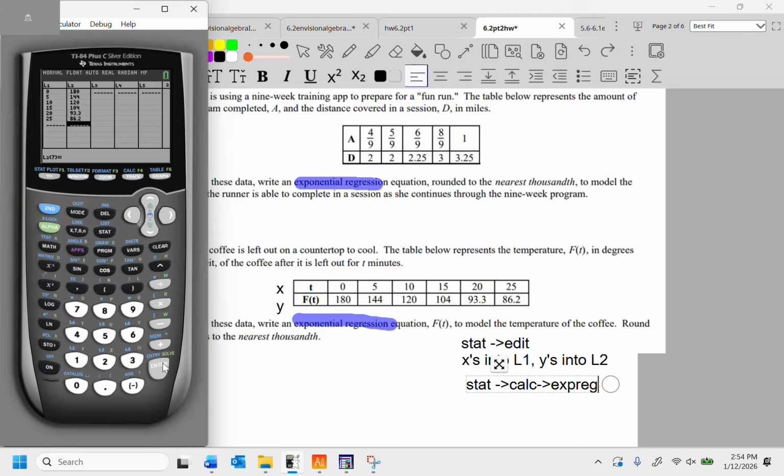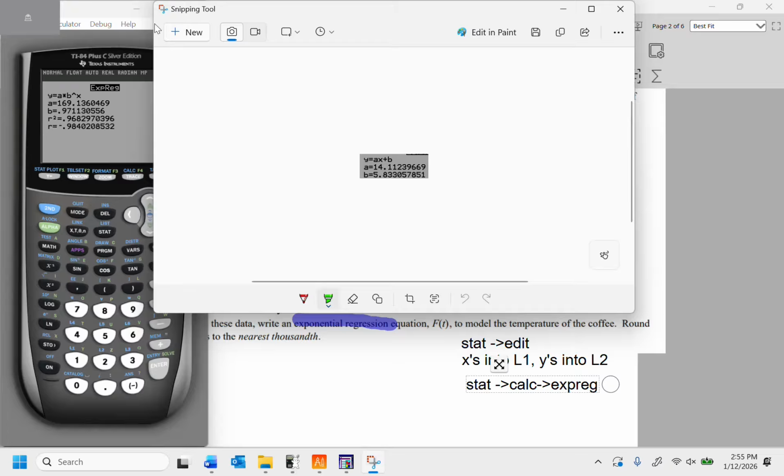Anywho, I'm just checking to make sure that I typed everything in while I ran. Then I go to stat, I go to calc, and I'm looking for something called exponential regression, and it's quicker to get there by pressing the up arrow than the down arrow, I think. And I just scroll on down to calculate. I press the magic enter key, and there's my equation.